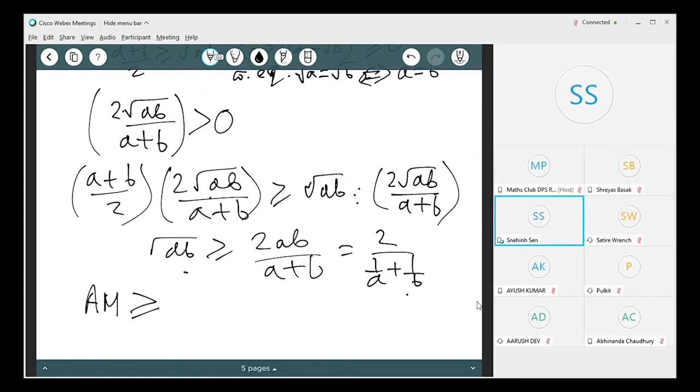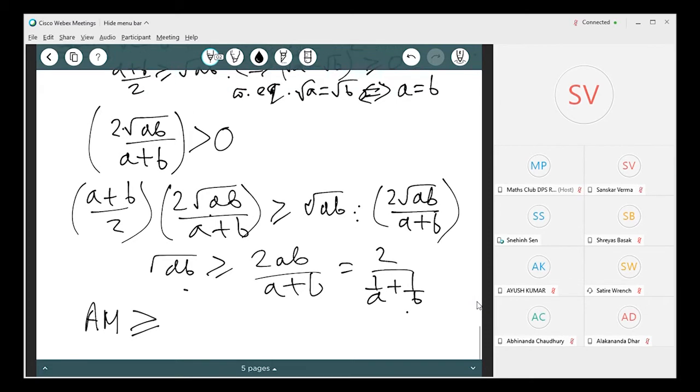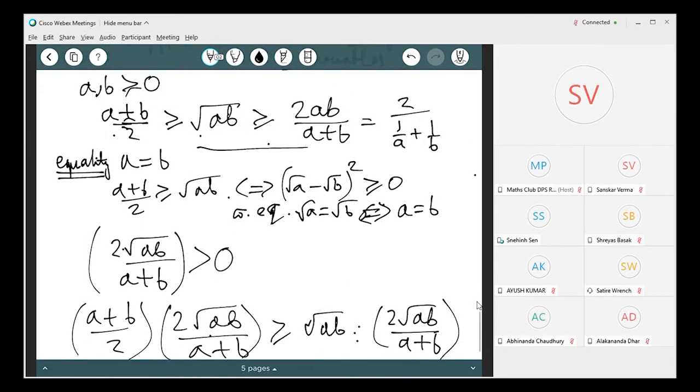And what are you proving? So what are you proving again? Surely we are proving this part. You already know this part. We are trying to prove this part. And if we know this and this, we have this chain. So is it okay?